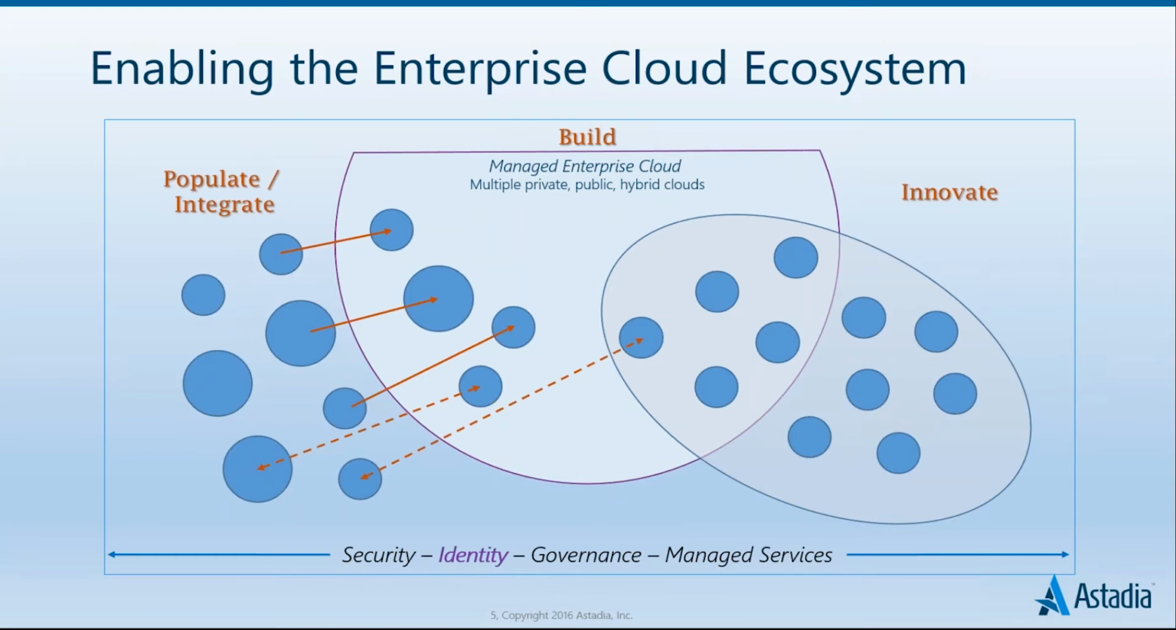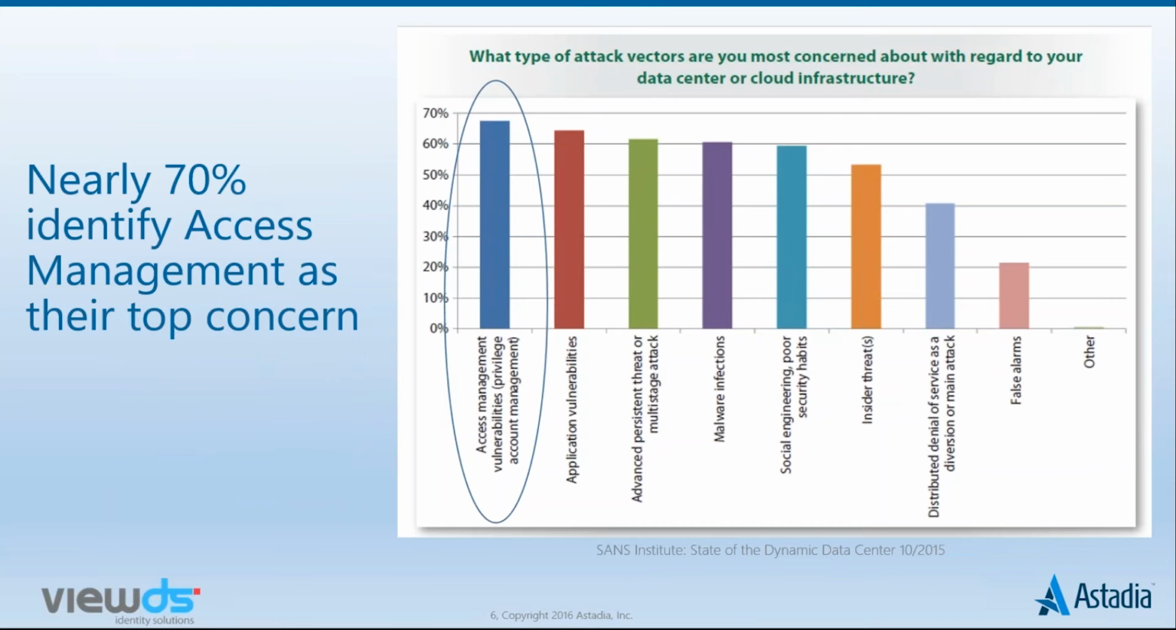Identity access management, as I mentioned, goes all the way back to the 1990s when we had X.500 directories, meta directories, and role-based access accounts. But today, just as then, the concern is still about properly managing identity and access. This is on top of many CIOs' lists. This is from a SANS Institute survey that found that nearly 70% of those certified identified access management as their top concern when it comes to data center and cloud computing.